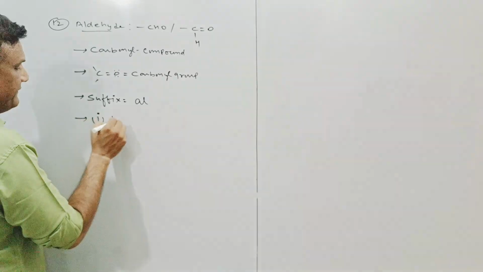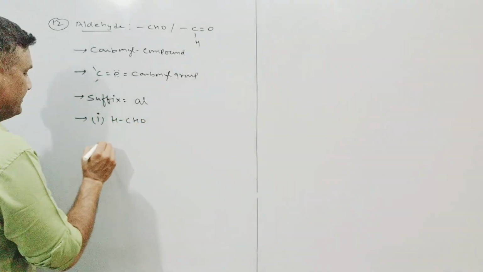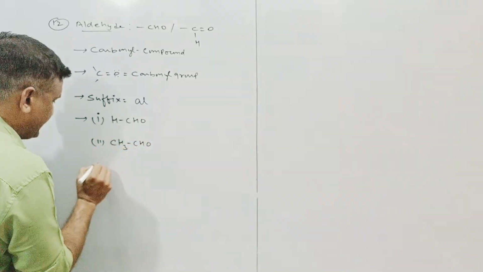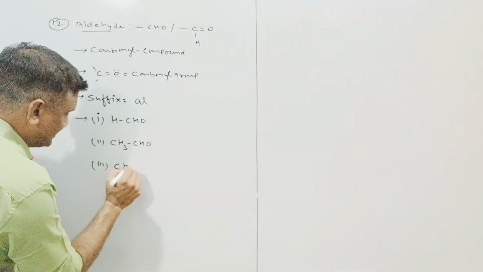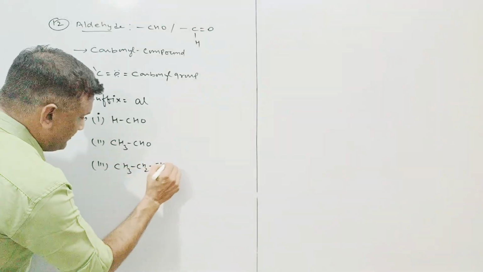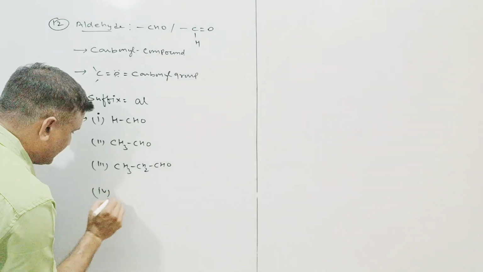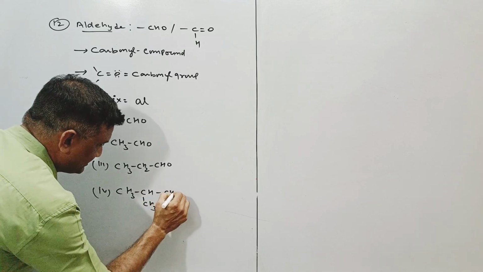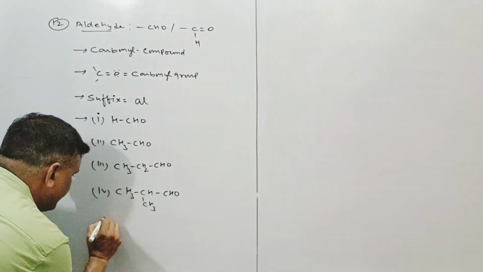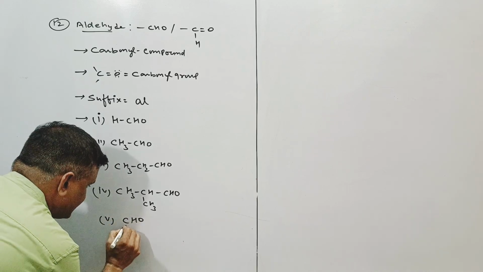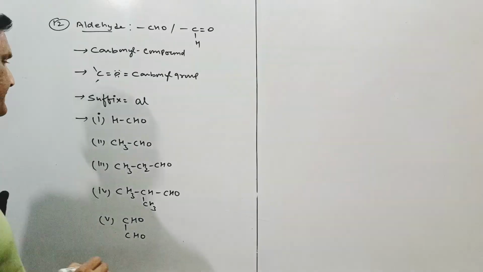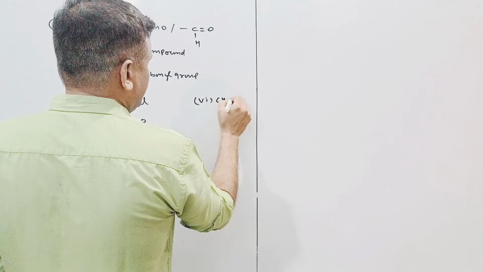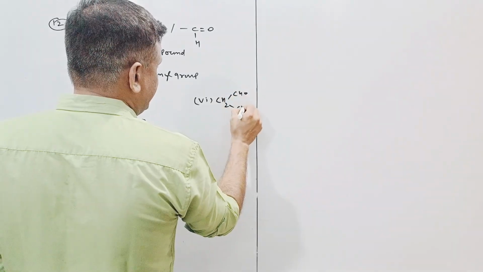So first of all, we can take the practice example as HCHO. We can take a second example, CH3CHO. We can take a third example as CH3CH2CHO. As a fourth example, with a complex chain, CH3, CH, this is the CH3, this is the CHO. Your fifth compound has CHO and CHO, more than one functional group. We can take a sixth compound also, more than one functional group with a side chain CHO.